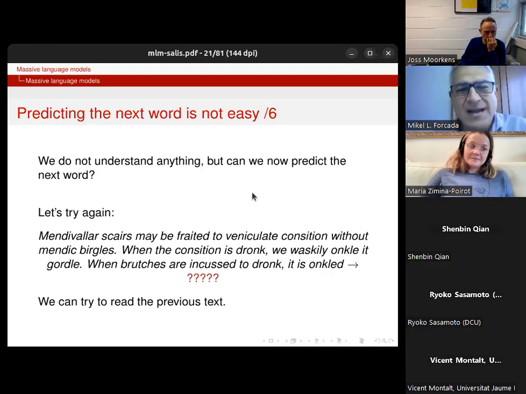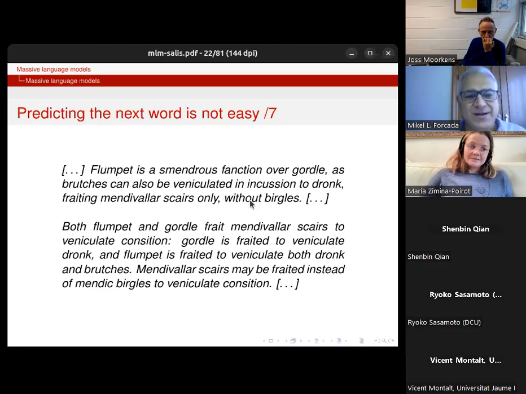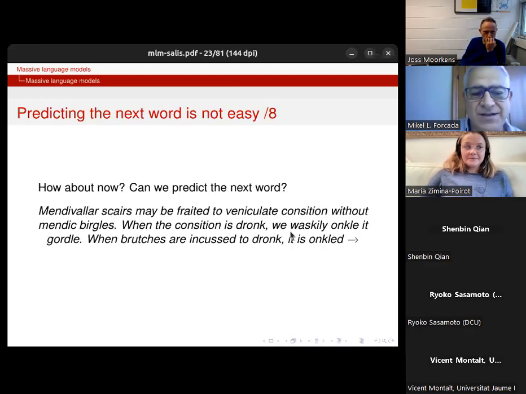So maybe if you took some time, you could probably... I mean, let's read again. So there's a thing called flumpet, which is this Mendel's function. Well, see this. If you play with this a bit, we probably don't have time, but you will have the slides at the end. I'll give you your URL. You would probably come up with an answer, and the answer is flumpet.